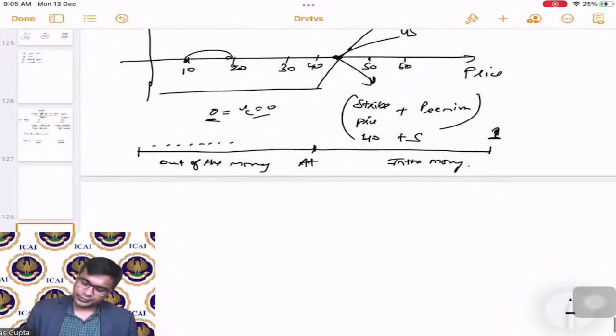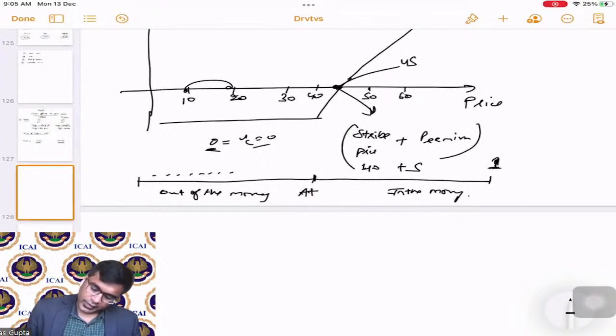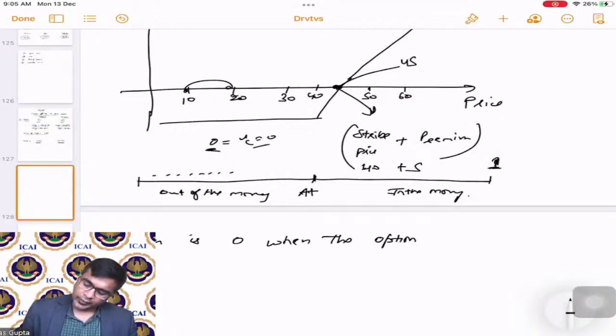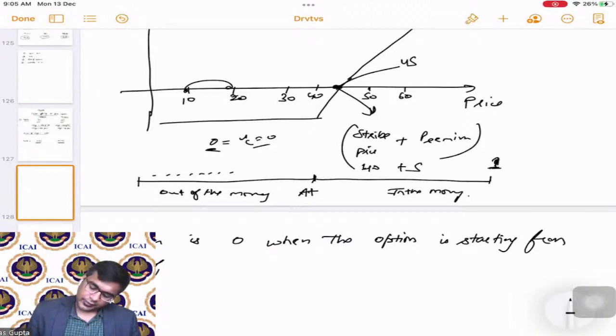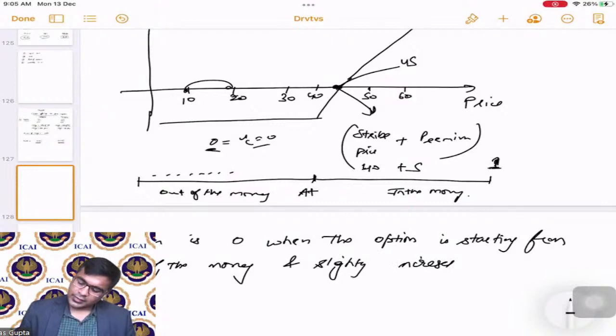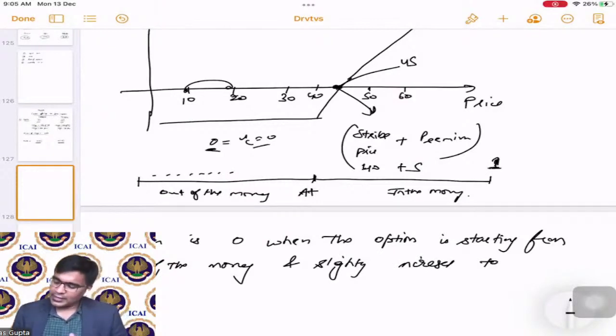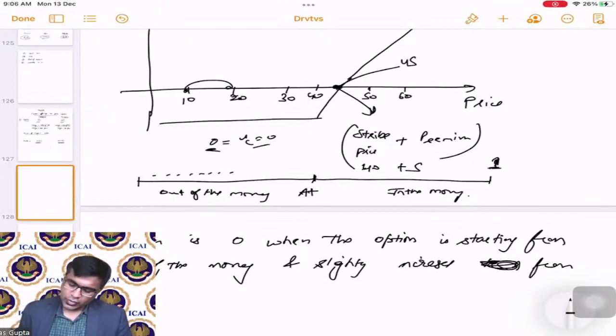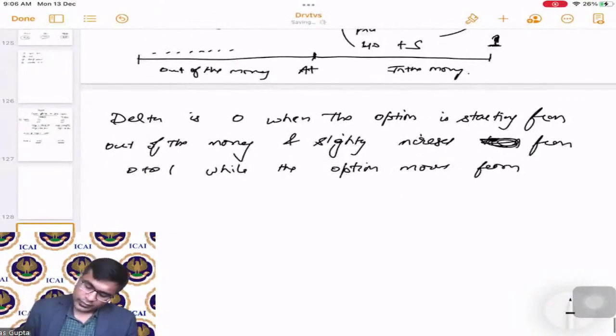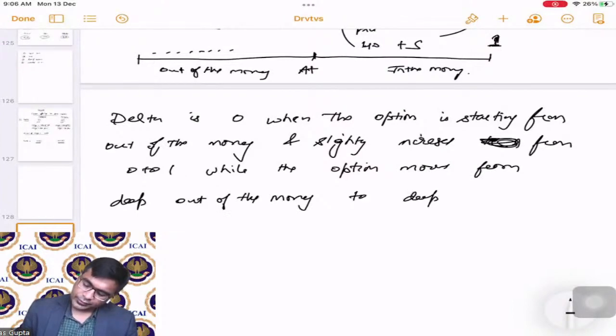So I'm writing here: delta is 0 when the option is starting from out of the money, and slightly increases to at the money, slightly increases from 0 to 1 while the option moves from deep out of the money to deep in the money.